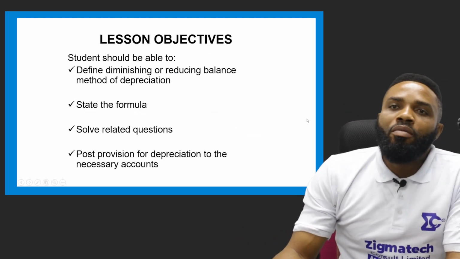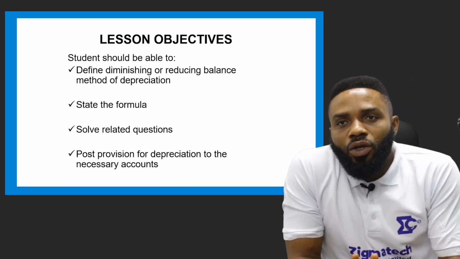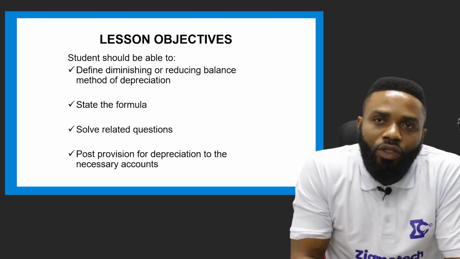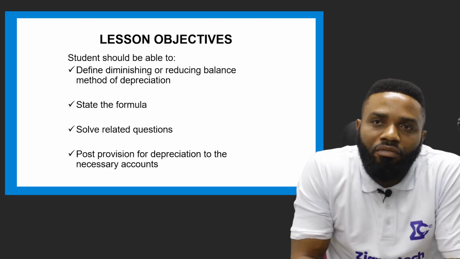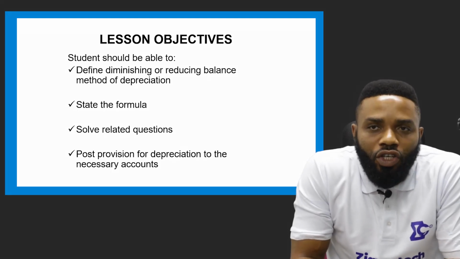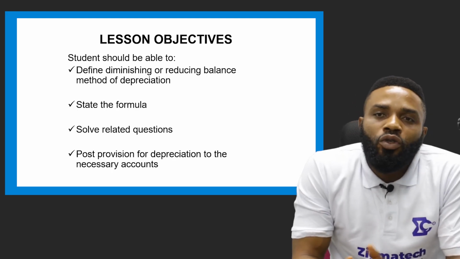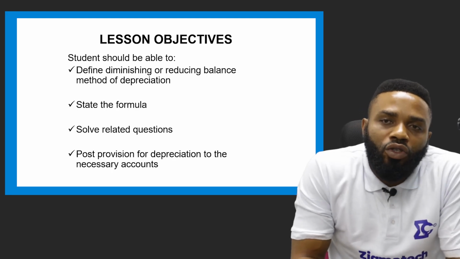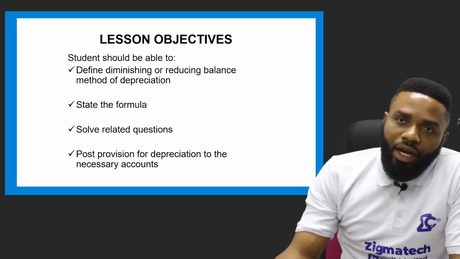Now, before we make progress, let's look at the lesson objectives, those things that will guide our journey in this lesson today. The first thing is that we'll be able to define the diminishing or reducing balance method of depreciation. We'll be able to state the formula, we'll be able to solve related questions, and we will see how we'll be able to post provision for depreciation to the necessary account.